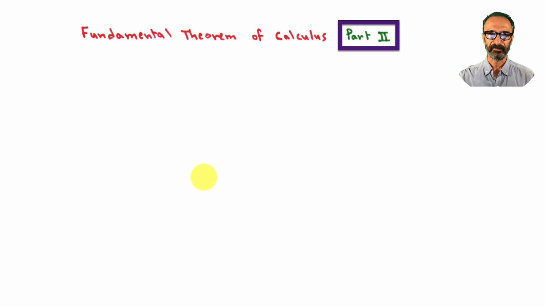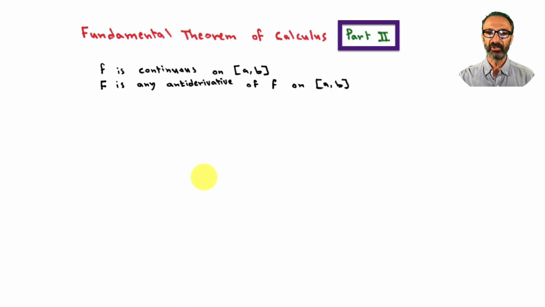Here's part 2. f is continuous from a to b. Capital F is an antiderivative of f on a to b. The way I think about this, small f and capital F, to help you understand more: when you find derivatives of functions like x to the power 5, the derivative is 5x to the power 4, it gets reduced by 1 degree.